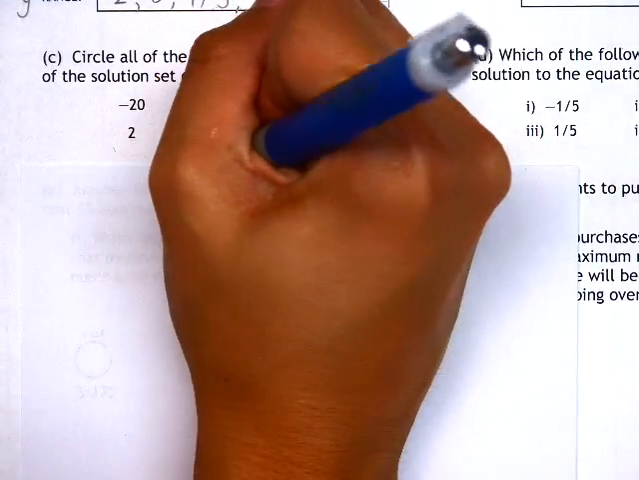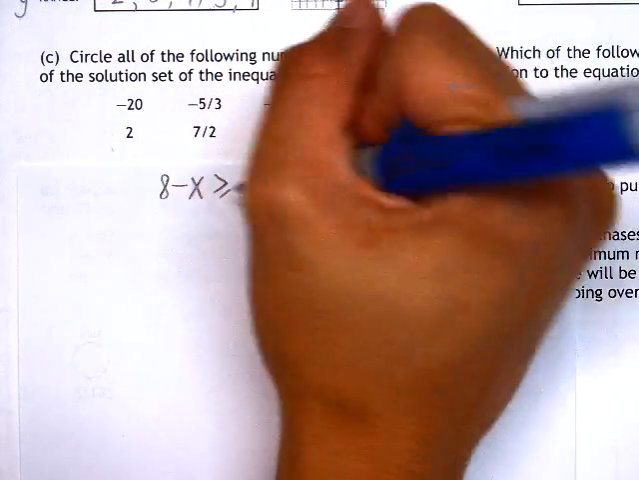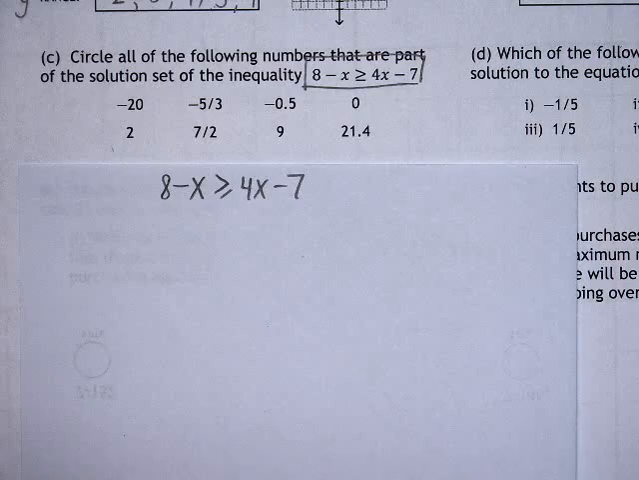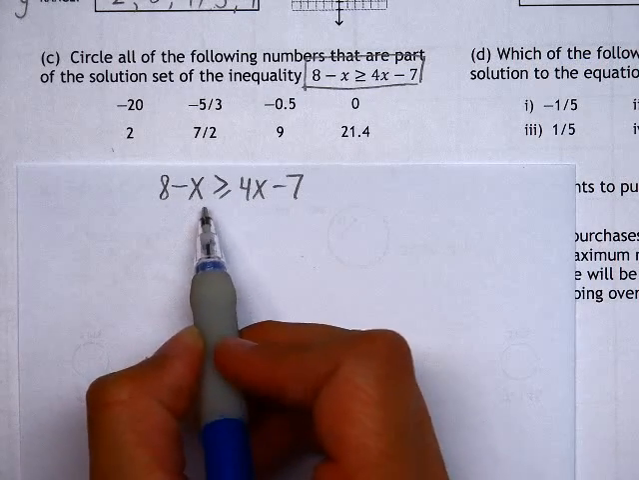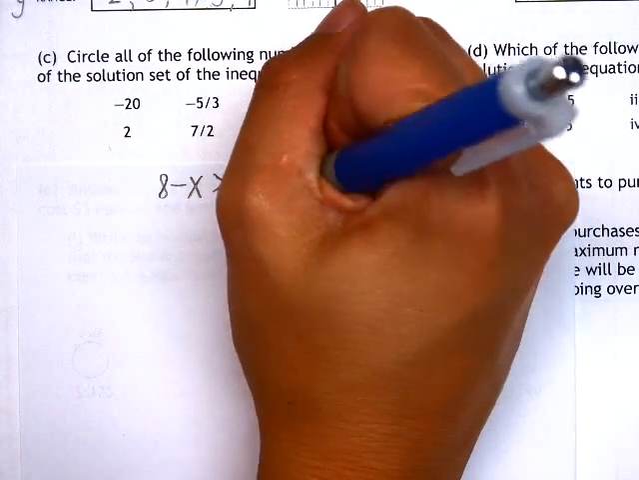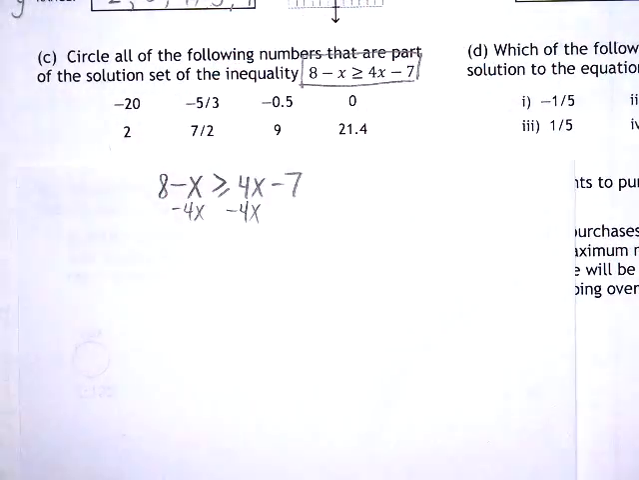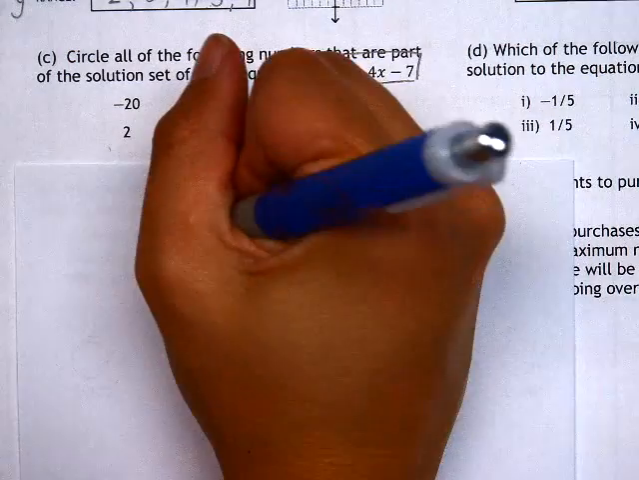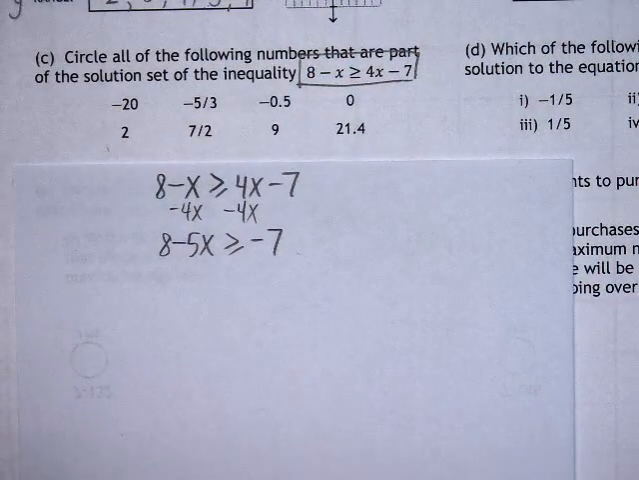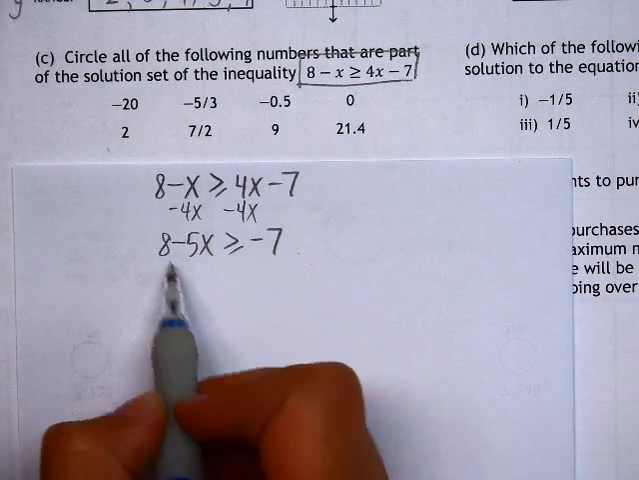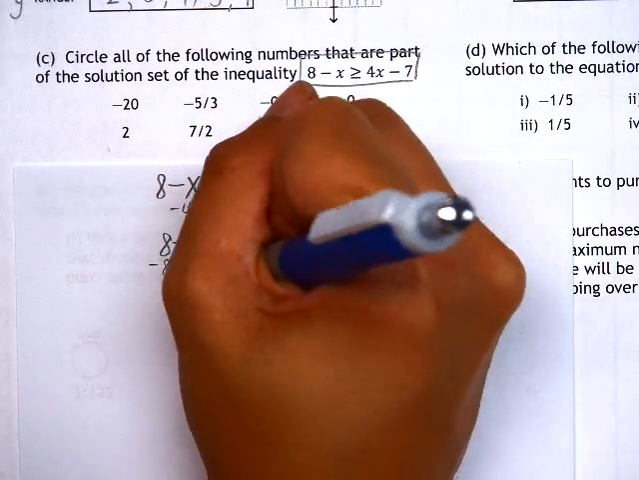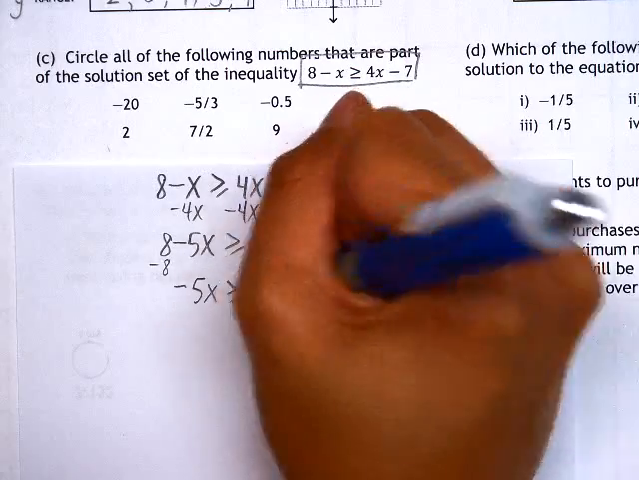As I copy out the inequality, 8 minus x greater than or equal to 4x minus 7, we'll need to remember the rules of algebra, which generally means getting the x's on one side of the inequality, getting the regular numbers on the other side. So I'll start by subtracting 4x over to the left, just since that's usually the direction x's go. That'll give me 8 minus 5x is less than or equal to negative 7. If I need to get that x by itself, I'll subtract the 8 over, which now gives me negative 5x greater than or equal to negative 15.